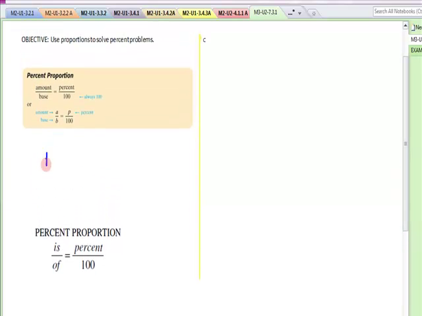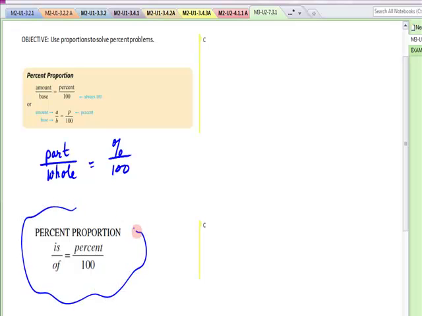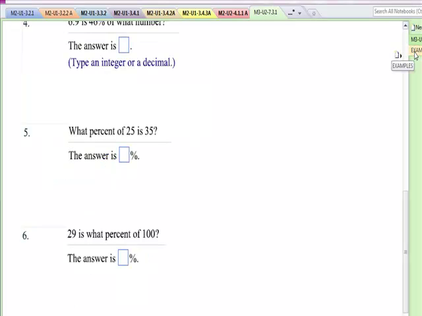There is another version sometimes called the part is to the whole as the percent is to 100. But of all of these forms, and you certainly can use any one that makes most sense to you, I think that this one is the easiest to follow. So let me demonstrate in some examples.